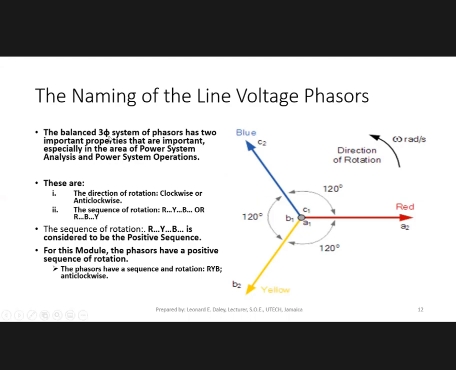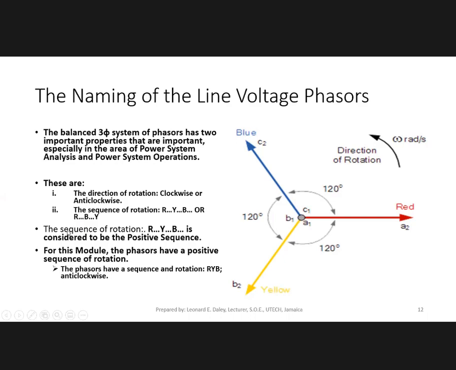For a balanced three-phase system of phasors, they have two important properties. One, we think about the direction of rotation. It could be clockwise or anti-clockwise. And we think about the sequence of rotation. It could be red, yellow, blue, as we showed you before, or it could be red, blue, yellow.